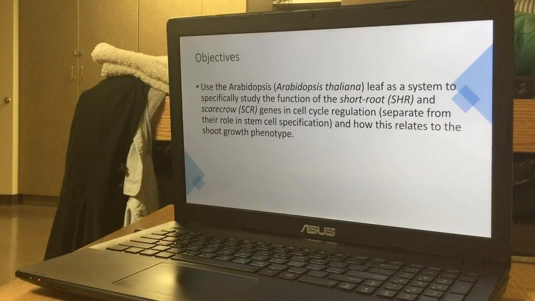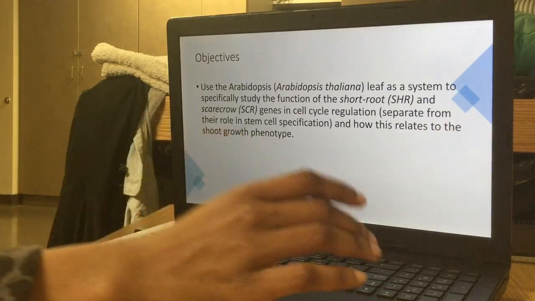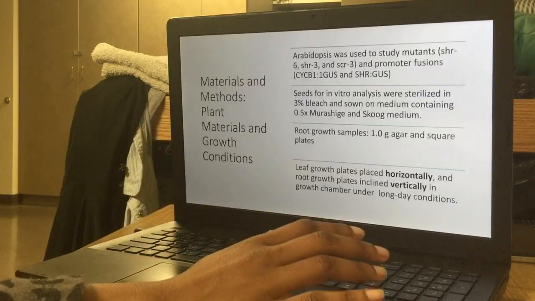So the objective of this experiment was to use the Arabidopsis leaf as a system to specifically study the function of the short root and scarecrow genes in cell cycle regulation, separate from their role in stem cell specification and how it relates to the shoot growth phenotype.